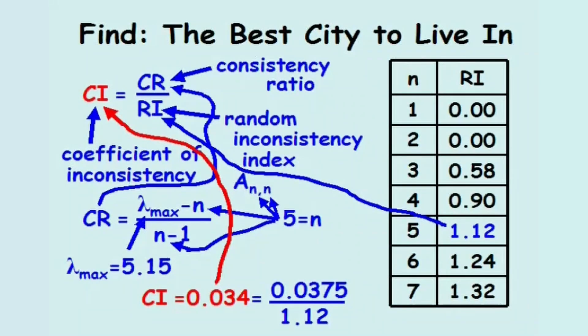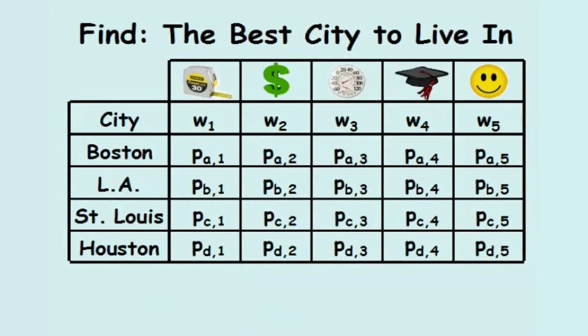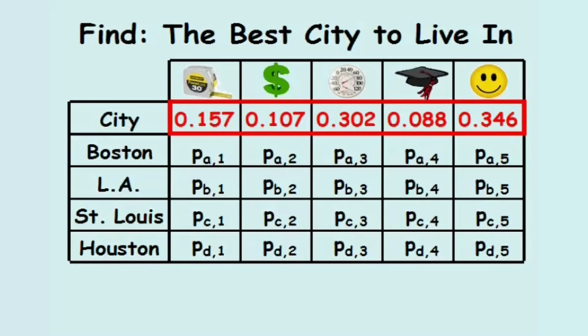This makes the coefficient of inconsistency 0.034. Since 0.034 is indeed less than 0.10, our matrix A is sufficiently consistent, and the weights we calculated for each criterion can be added to the alternative comparison table in place of W1 through W5. We notice the criterion for the quality of life has been weighted the highest, and the criterion for education has been weighted the lowest.